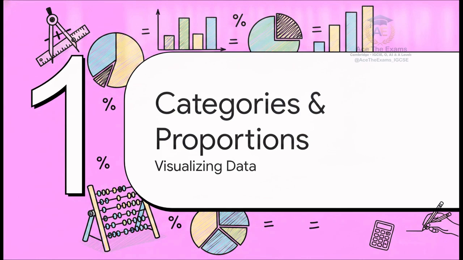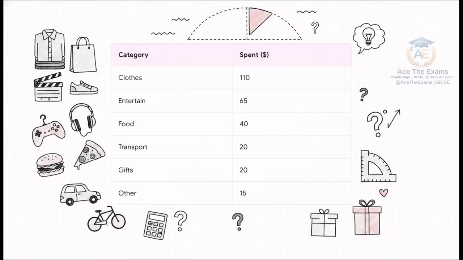All right, Section 1, visualizing categories and proportions. Keep in mind the command word here is usually calculate. Not guess, not estimate, but calculate. In this first exam scenario, we're tracking a teenager's monthly spending habits. We've got clothes at $110, entertainment at $65, food at $40, transport at $20, gifts at $20, and let's say other at $15.